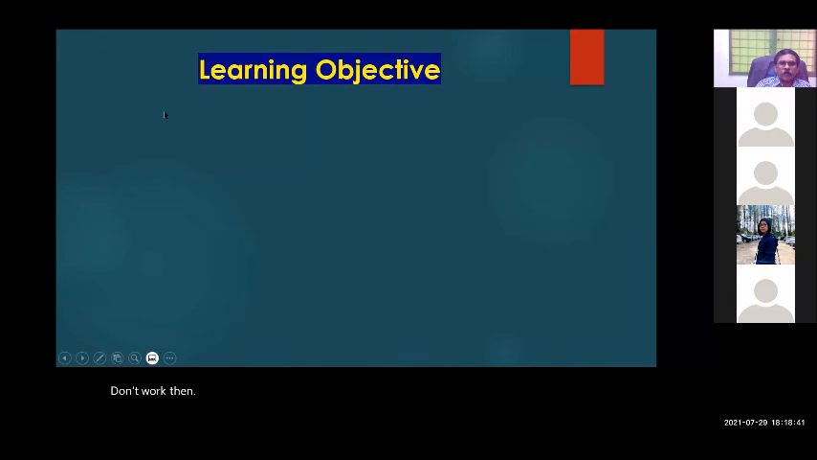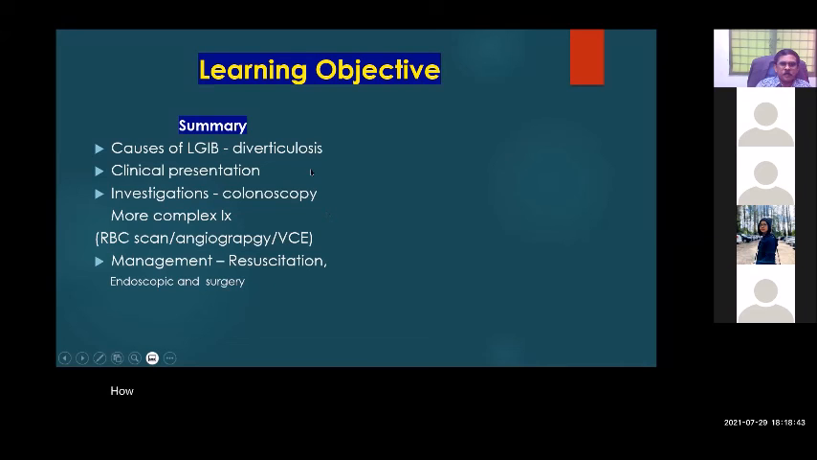So I've covered, in this case, this is the summary. What is your learning objective? Causes of LGIB, clinical presentation, investigation. Colonoscopy is the focus of all the investigations, or whether you need the more complex, sophisticated investigations. Then management. Outline of management means resuscitation, monitoring, and then investigation followed by treatment.